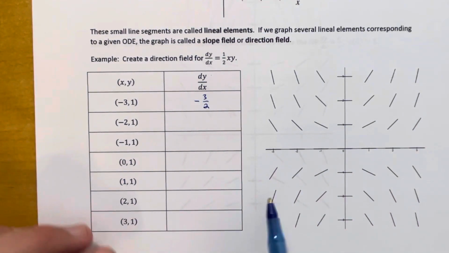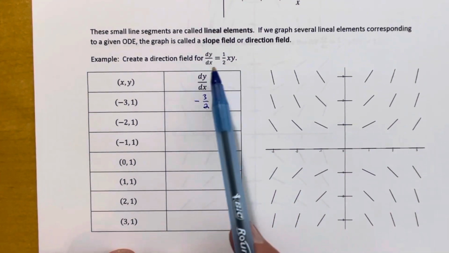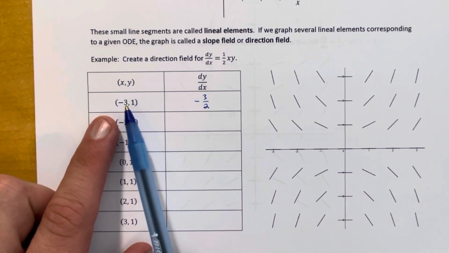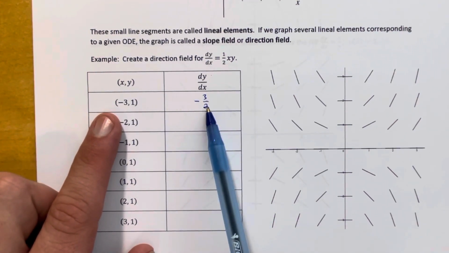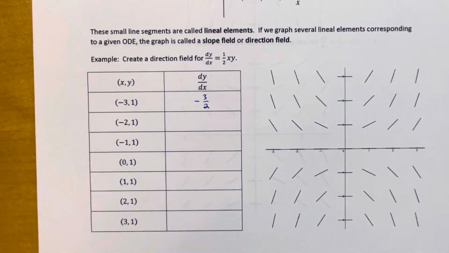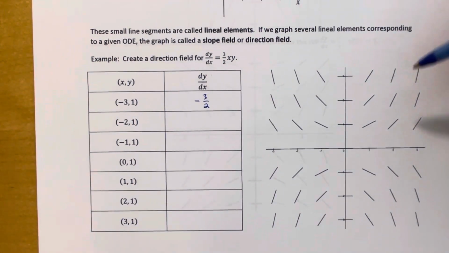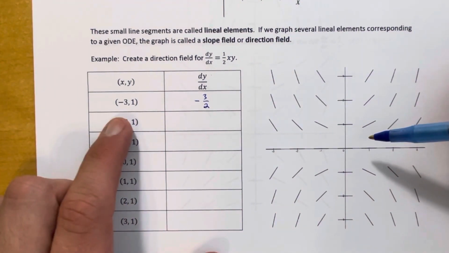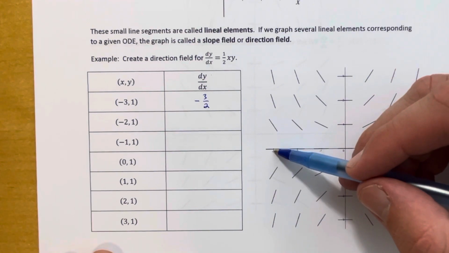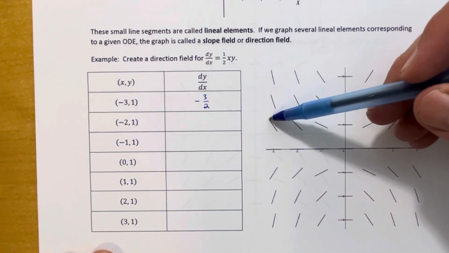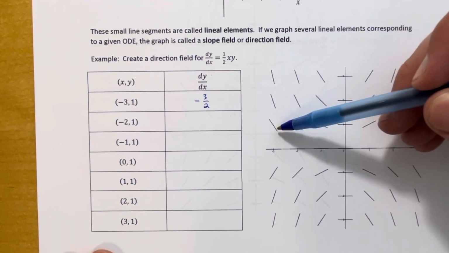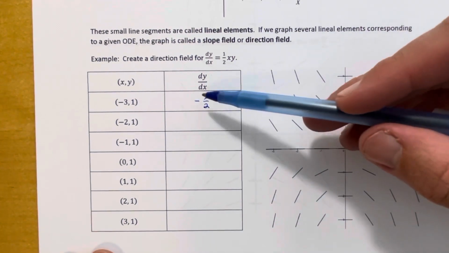So what that tells me is that for this function, at the point (-3, 1), if that point lies on our solution curve, then it's going to have a slope at that point equal to -3/2. Or in other words, the slope of its tangent line there will be -3/2. So if you were to go over here and look for the point (-3, 1), here's -3, here's 1, you notice we have this downhill slope for this lineal element that we've drawn here. The actual slope of that would be -3/2.